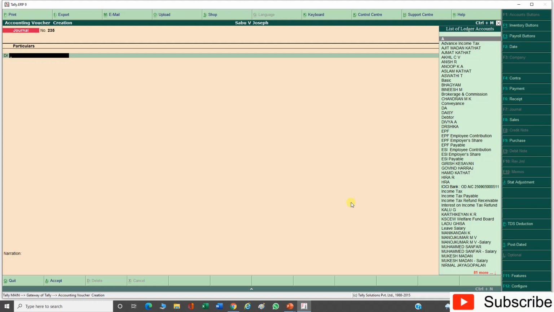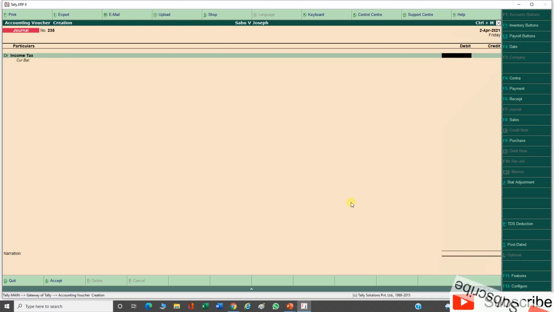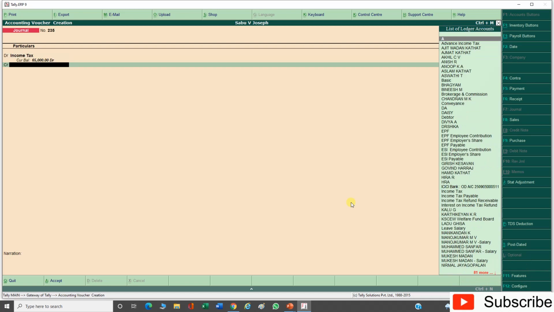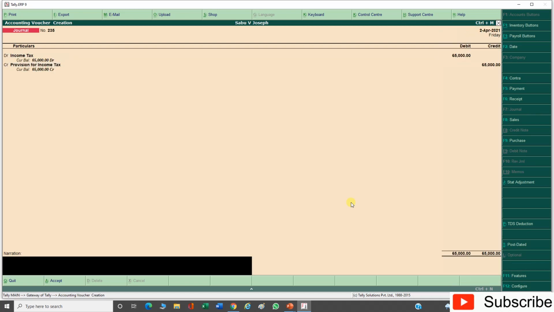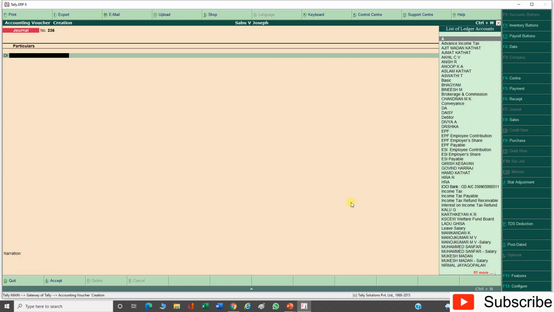Go to the third one for creating the income tax provision. Our entry will be income tax provision account debtor, say it is 65,000 to provision for income tax. Our debit will be on income tax and the credit will be to the provision for income tax. So debit income tax 65,000. Give the credit to provision for income tax 65,000. Narration being income tax provision created for the financial year so and so. Now we created the provision.